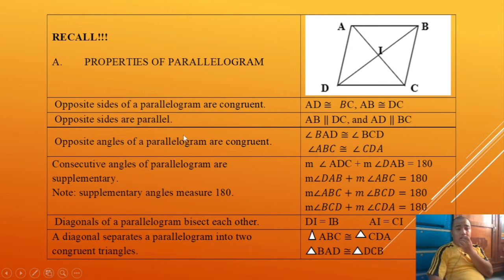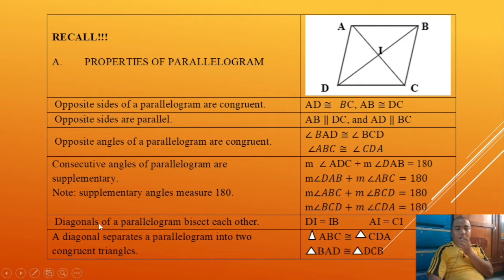Next, consecutive angles of a parallelogram are supplementary. Supplementary angles measure 180 degrees. So what are the consecutive angles here? Angle A and angle B are consecutive angles. Angle B and angle C are consecutive angles. Angle C and angle D also. Angle D and angle A are consecutive angles. So the sum of these consecutive angles is exactly 180 degrees.